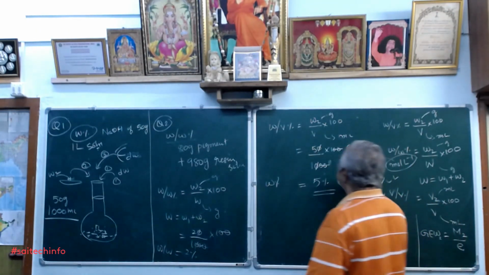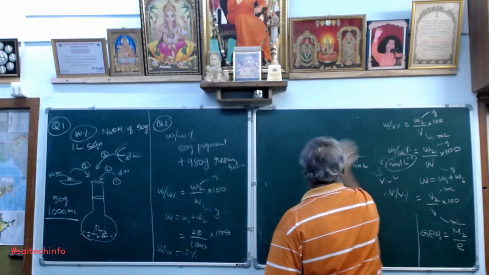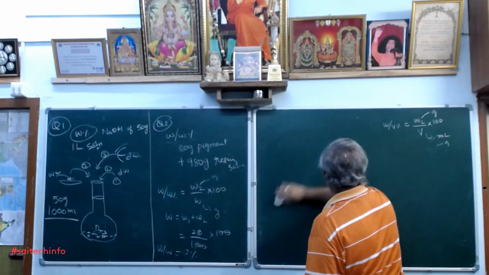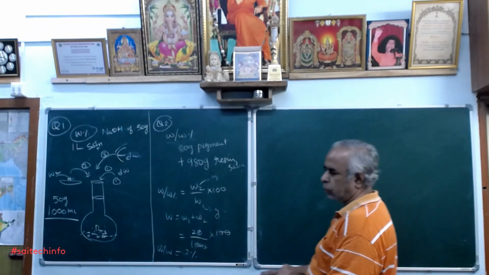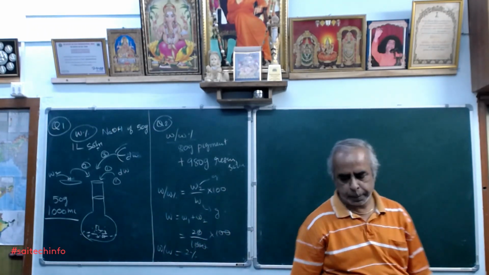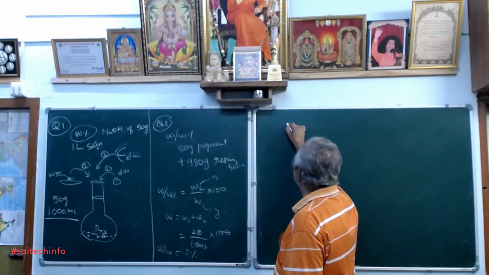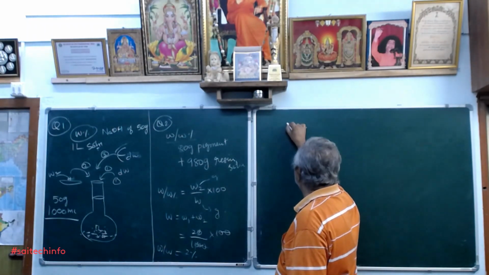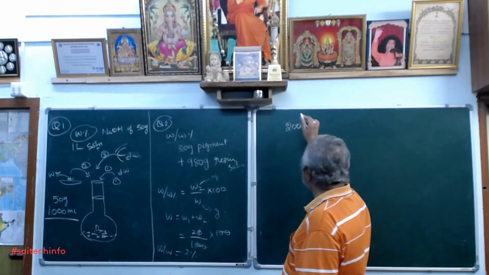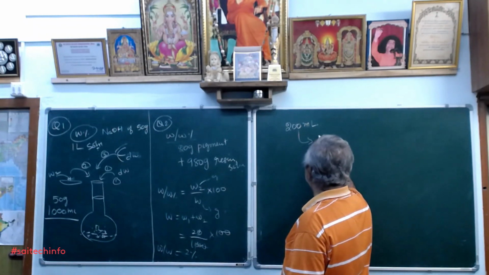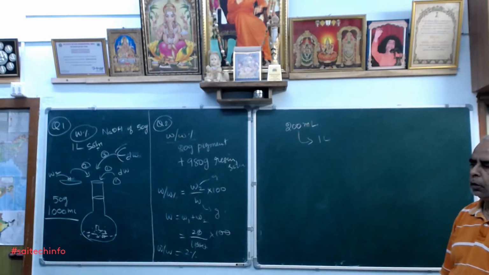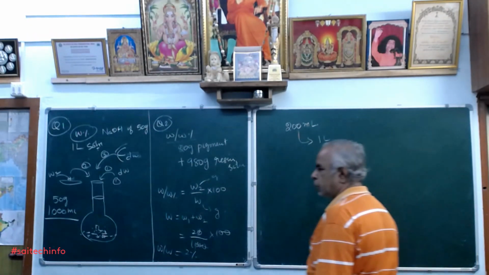Now let me move to volume by volume percentage. Right? So I have certain liquid. Take down. I have taken say 200 ml milk, dissolved and made up to 1 liter with water. So what is the percentage of volume? That is volume by volume.